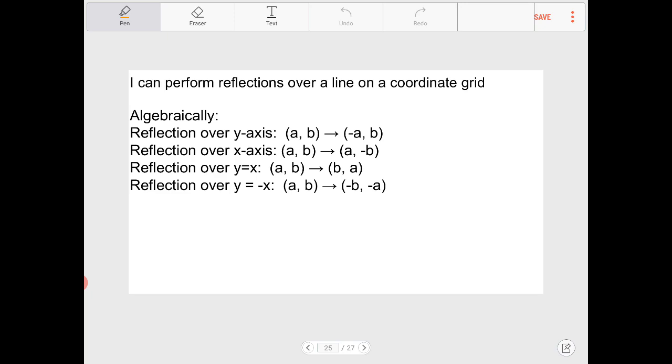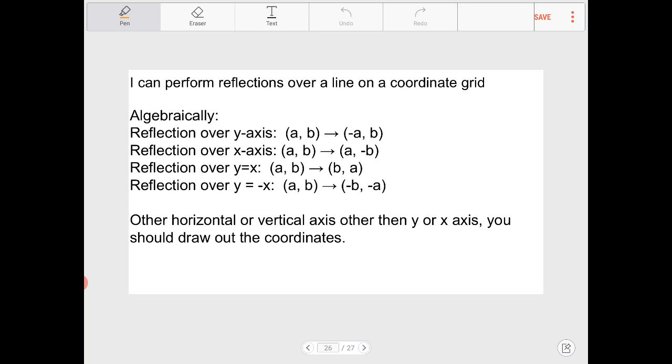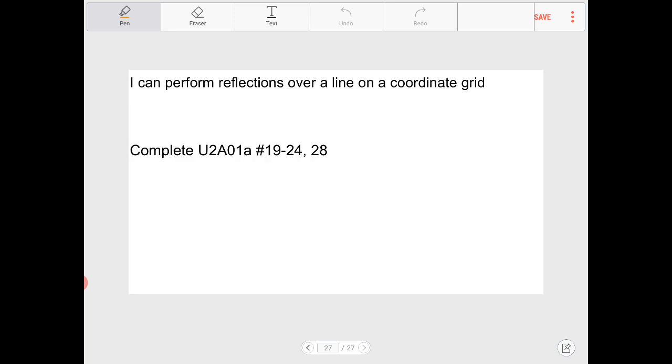So this is the algebraic formula for performing a reflection. Personally, I do not find this as useful, but if you are one who prefers using formulas over drawing things out, then by all means use this, and try to write this on an index card and study from this. For other horizontal or vertical axes, other than the y or x axes, you should pretty much just draw that out. Creating a formula out of it will actually make the situation more chaotic. And that's pretty much it.